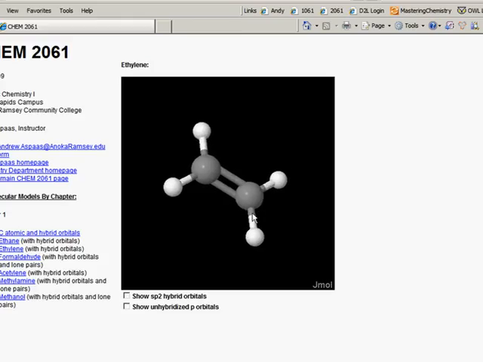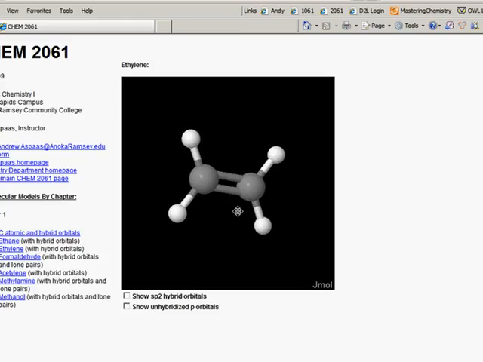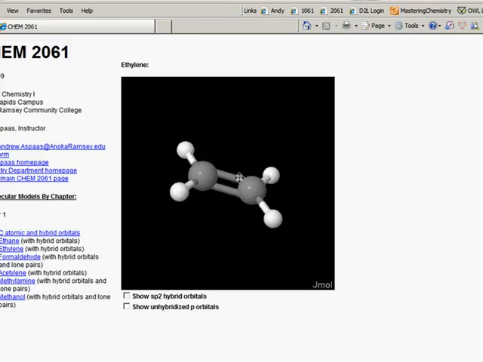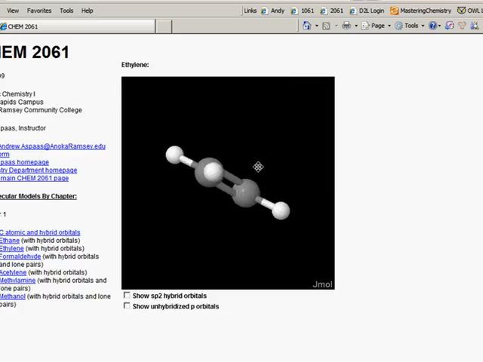I have a 3-dimensional structure of ethylene. This is just like what we looked at. If we look at it from the side, you can see that it's planar. It's totally flat. All of these atoms are within the same plane. So nothing pokes up, nothing pokes down.